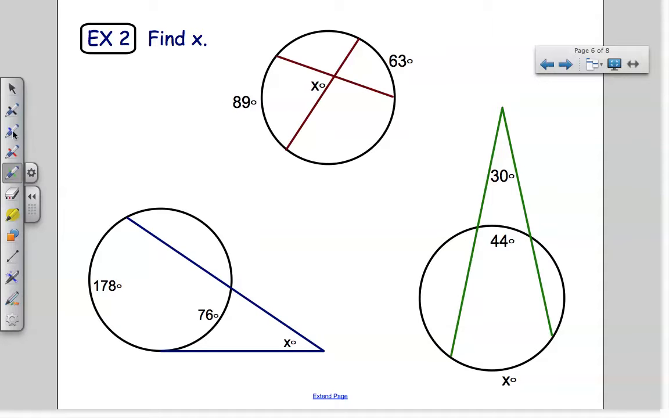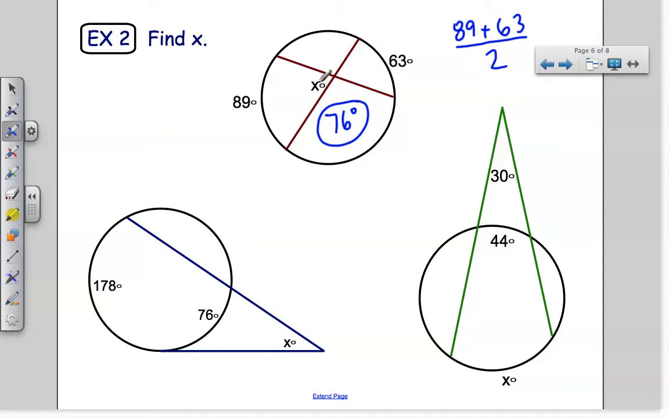So in this case, remember, to find the average, we're going to add those two arcs: the arc formed by the angle x, plus its vertical arc, right, because these would be vertical angles. So 89 plus 63, and then we'll divide that by 2. Make sure you hit equals before you divide by 2. And I get that x is 76 degrees in this case. Is that right in between 63 and 89? Yes, it is.